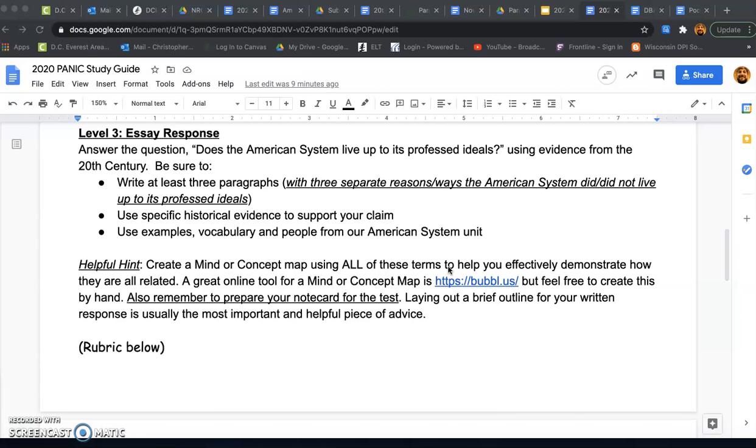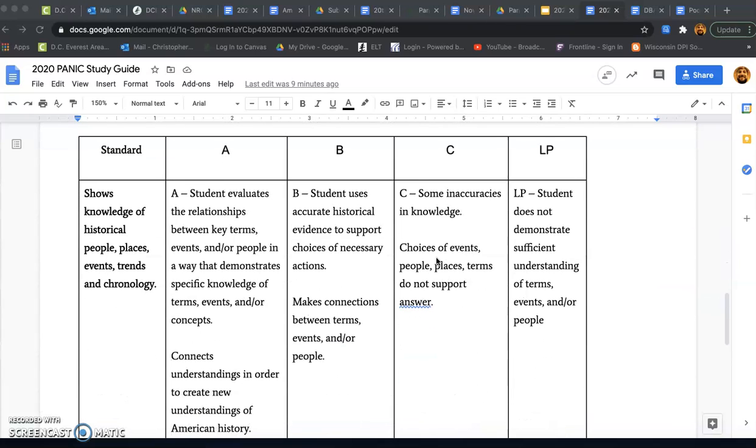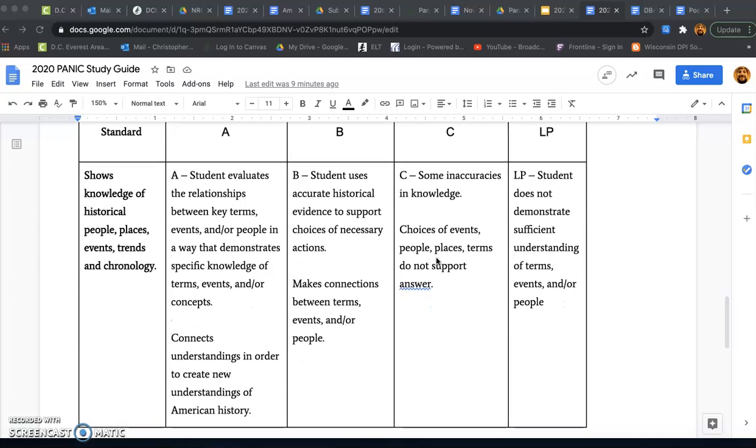So it wouldn't be a bad idea to have some sort of outline, prepare some evidence, and know what direction you're going to go with that written response, because again, you only have 53 minutes to get this test done on Canvas and submit. So you're going to want to be prepared to make that happen here in the class time. There is a rubric. You will be assessed in the shows knowledge standard. You can see what that looks like. You have access to this on Canvas.